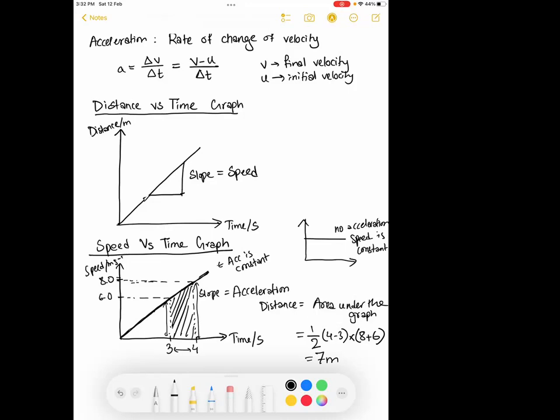These are the differences you should note. If you see a graph that has a negative slope like that, you know that's deceleration because it's negative acceleration. That means the speed is decreasing at a constant rate. This is negative acceleration, constant though. Okay, that was it about this graph.